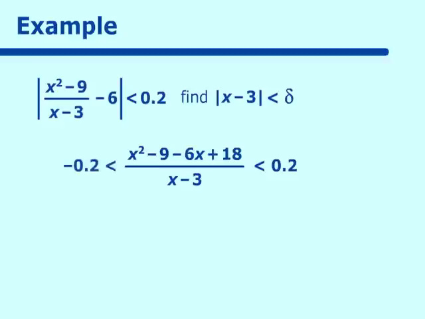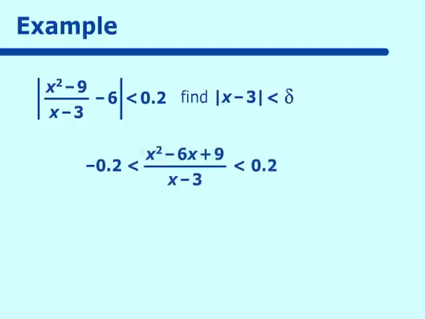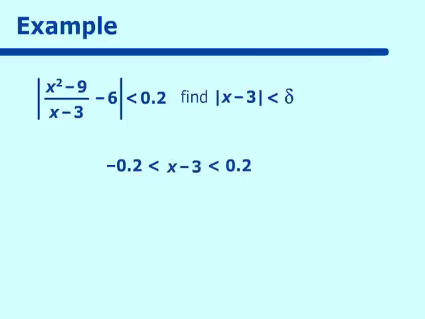And now we will reduce what's between the two inequality signs. We have (x squared minus 6x plus 9) over (x minus 3), and that again is between negative 0.2 and positive 0.2. This factors to (x minus 3) quantity squared over (x minus 3), between negative 0.2 and 0.2. Reduce this. So now we have x minus 3 is between negative 0.2 and positive 0.2.